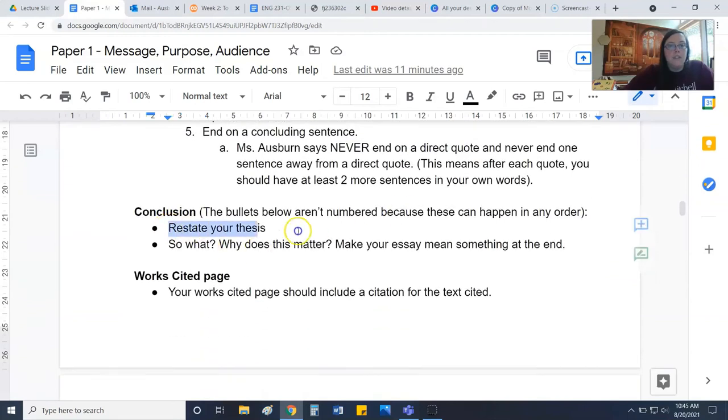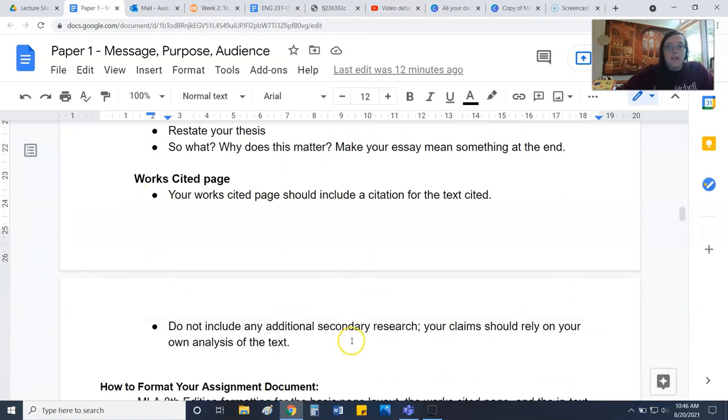In your conclusion, restate your thesis and talk a little bit about why this type of analysis matters or why this message matters. Is this message still relevant today? Maybe something you could consider in your conclusion.